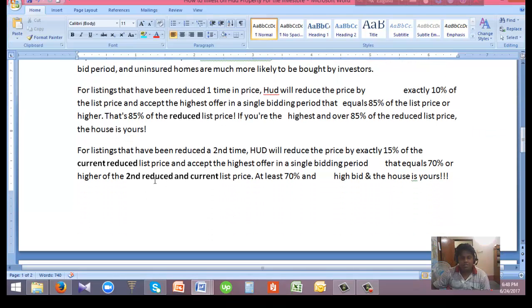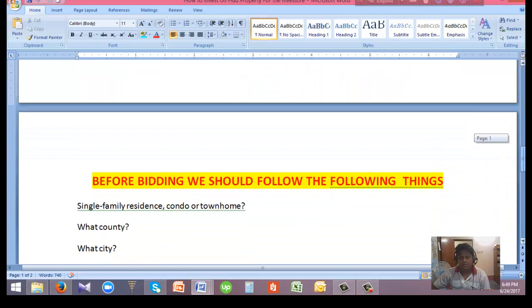Again, for listings that have been reduced for a second time, HUD will reduce the price by 15% of the current reduced list price, and accept the highest offer in a single bidding period that equals 70% of the second reduced current list price. This is the criteria or rules for bidding on the HUD property. I think you know all of this.